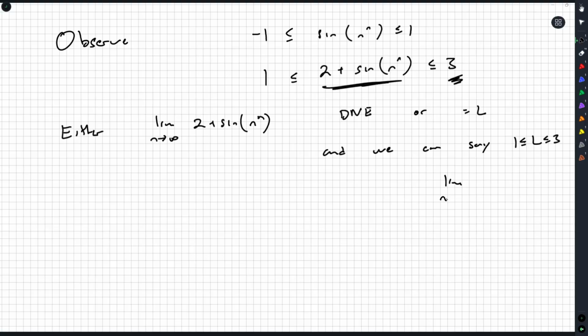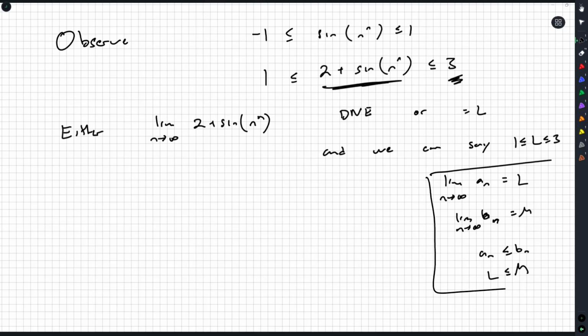If you want to invoke a result, you can say, look, if you got one sequence going to L and another sequence going to M, and you know that the a_n's are always less than the b_n's, then you can guarantee that L is at most M. Okay? So if you wanted to bring in limit law theory or knowledge of limits and inequalities, you definitely could. I would say it's pretty clear. Either this doesn't have a limit, I'm pretty sure it doesn't because of the sign ping-ponging back and forth, but I don't want to get into that. So either the limit doesn't exist or it's some number between 1 and 3.